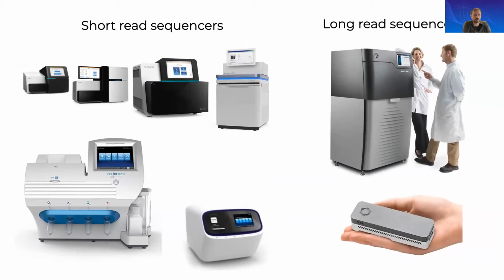The machines are called sequencers. So here you can see Illumina machines. I think you have the Ion Torrent here, as well as Oxford Nanopore for long read sequencers, and PacBio or Pacific Biosciences. So the short read sequencing technologies are the cheapest ones.